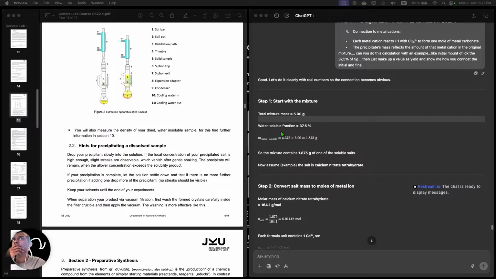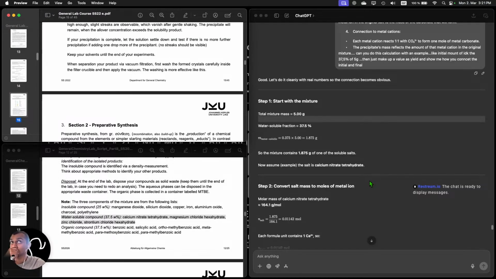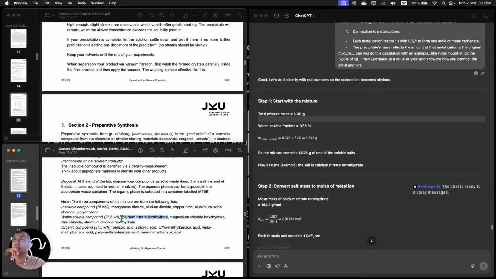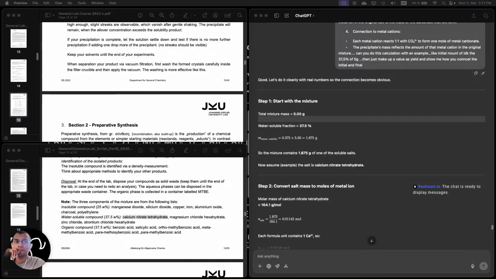So total mixture, we got the fraction 1.87 grams of, let's say, calcium nitrate. Now, what is the formula for calcium nitrate tetrahydrate? So, it's Ca(NO3)2 · 4H2O. That's when it's in water, or it needs water to be like that.